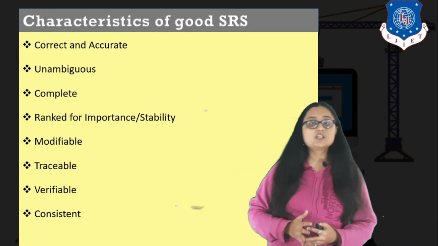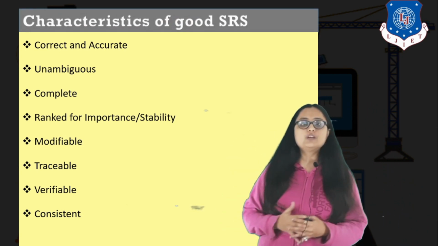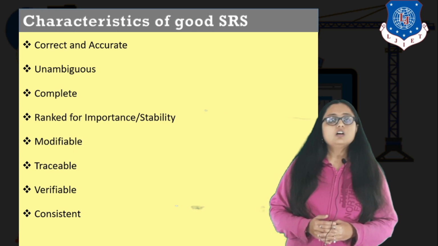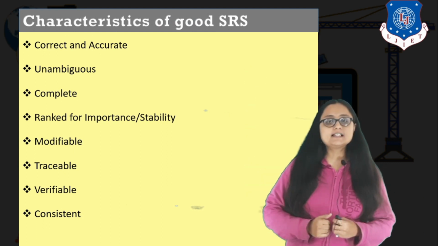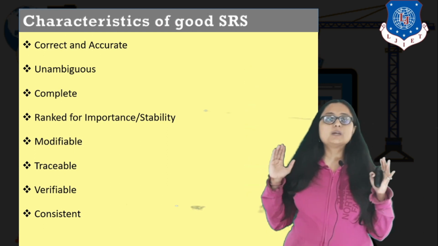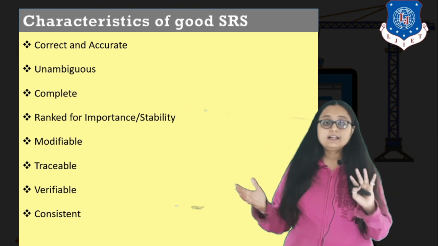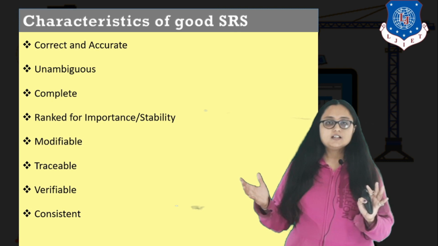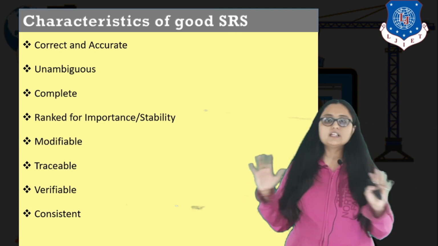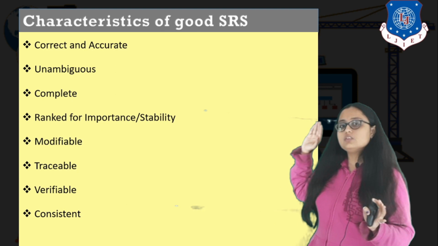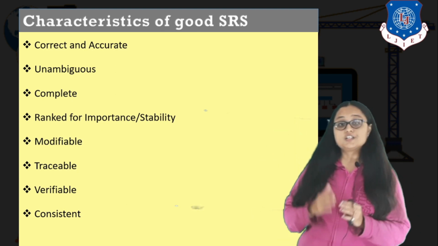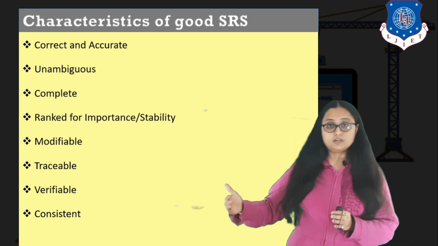Now let us study what are the characteristics of a good SRS. The first characteristic of a good SRS is obviously that it needs to be correct, right? If there is some incorrect information in the SRS, is it good? No, incorrect information anywhere is not good. So the first characteristic of an SRS is that it needs to be correct and accurate.